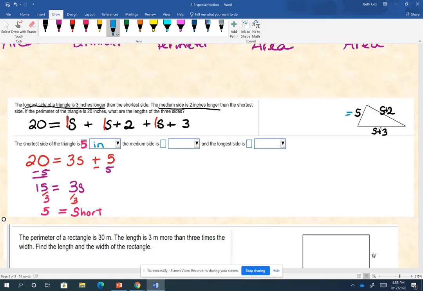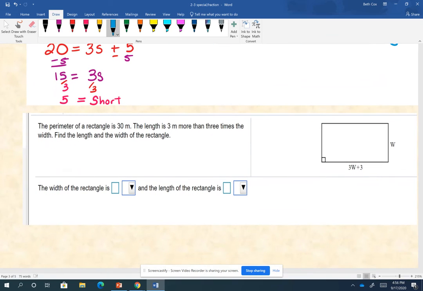So this one's 5. The medium is 2 more. So 5 plus 2 is the medium size. So that's 7. And again, it's going to be inches. And then the longest side is 5 plus 3, which is 8. And that's inches. Okay, so that's the first one. That's perimeter, the 3 sides added up.